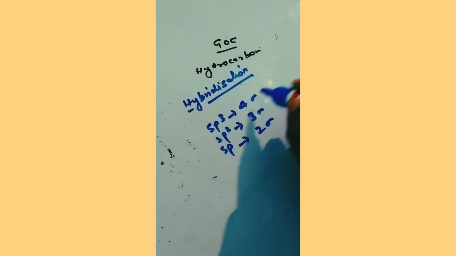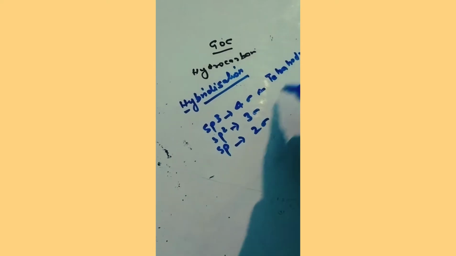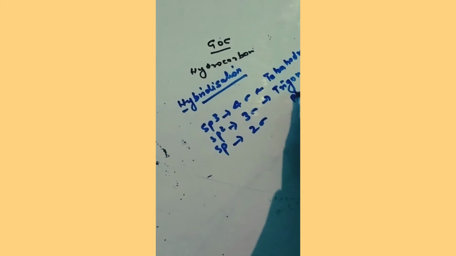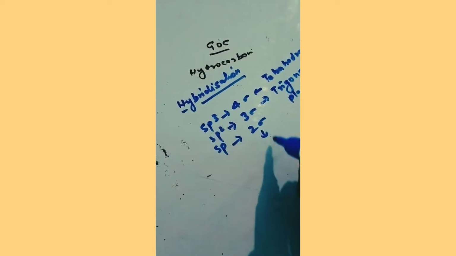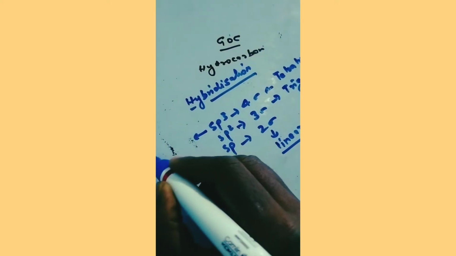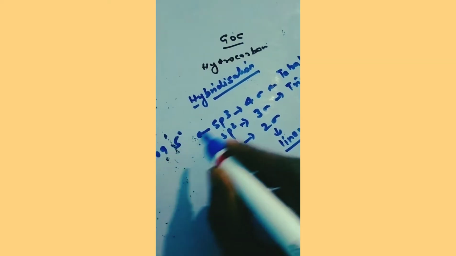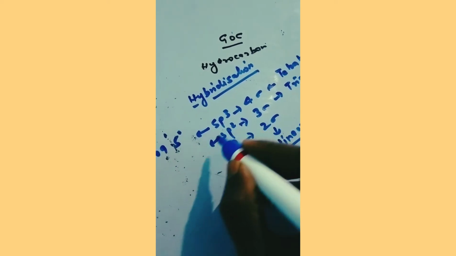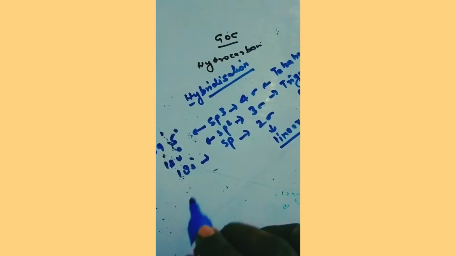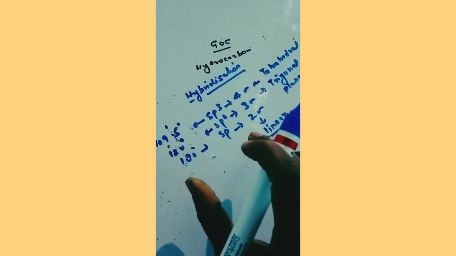The geometry of sp3 will be tetrahedral, the geometry of sp2 will be trigonal planar, and sp is always linear. So the bond angle in sp3 is 109.5 degrees. Sp3 hybridized carbon has this angle. Sp2 hybridized carbon has a bond angle of 120, and 180 is present in sp hybridization. So this is the simple hybridization present in the different hybridized carbons.